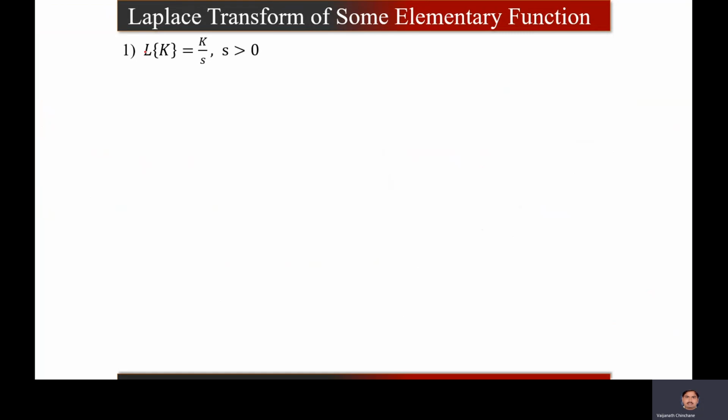First, the Laplace transform of k is 1 by s for s greater than 0. Suppose s equals 0, what will happen? Something upon 0 is meaningless, so it has no meaning. Due to that reason, this s must be greater than 0. So we see how the Laplace of k is k by s.